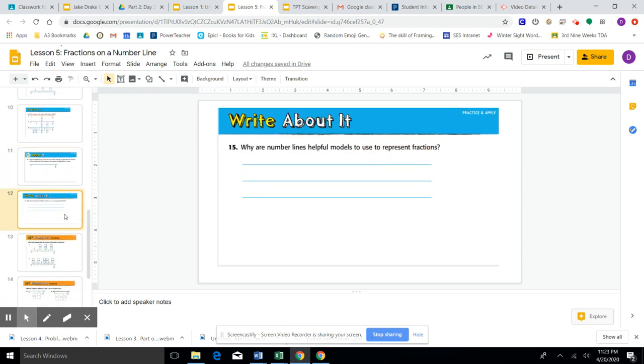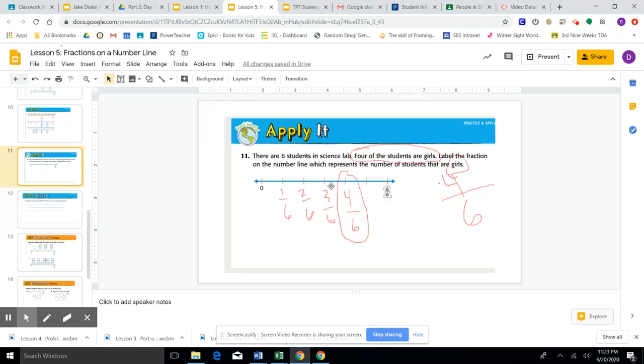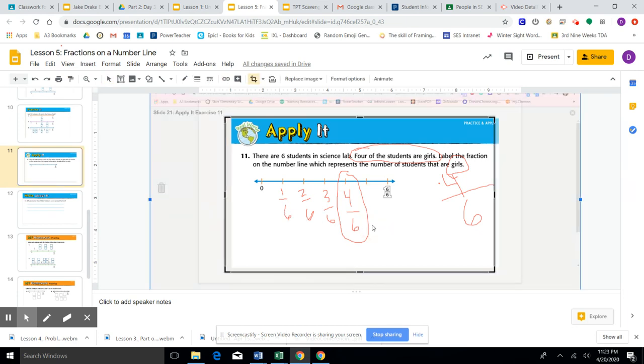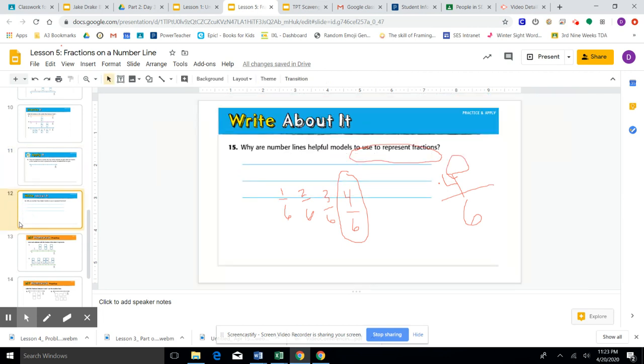Why are number lines helpful models to use and represent fractions? So let's just think about that. Why would we use a number line to represent fractions? How did this help us? It helped us because it showed us a picture. It broke it down into helpful parts.